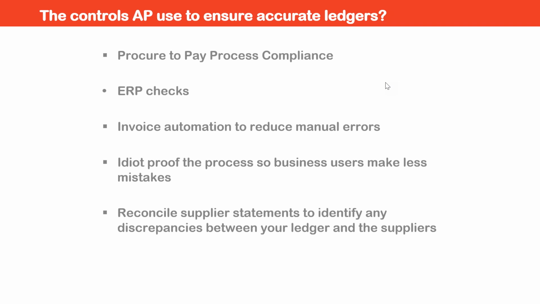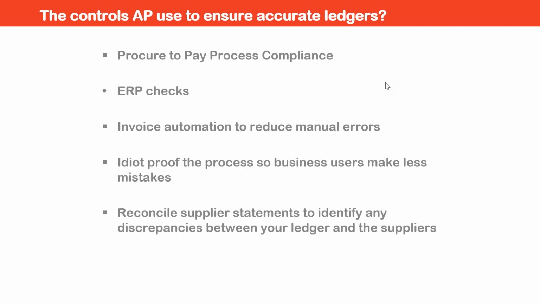So you've got procure to pay process compliance, and then we've all got ERP systems. So ERP systems have checks. They have duplicate checks. They won't let you put certain things on the system. You can try and idiot-proof the process so that when business users get a problem, they know that it's a missing receipt or a price problem. So if they've not complied with it in the first place, you can help them to comply afterwards with things like workflow.